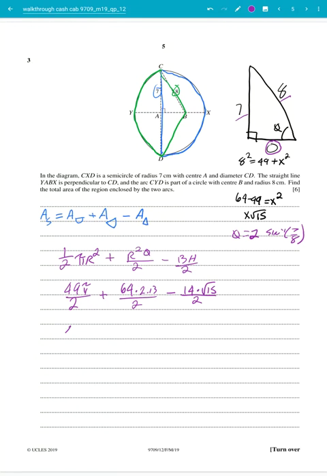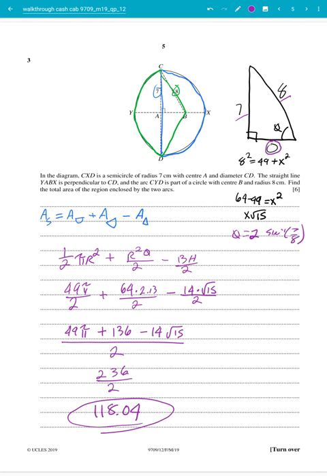So it ends up being 49 pi plus 136 minus 14 square root of 15, all over 2, and then that simplifies to 236 over 2, which is 118.04. There you go. So that's that one. So let's move on to the next one.